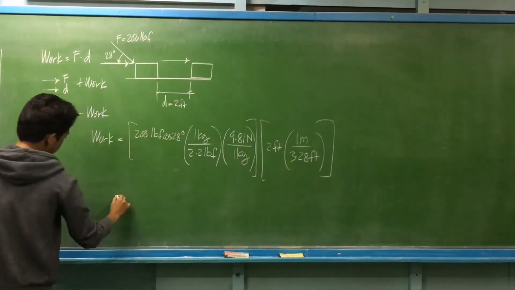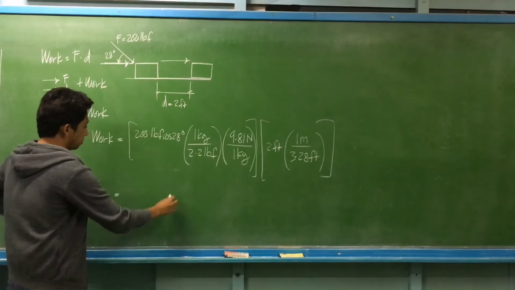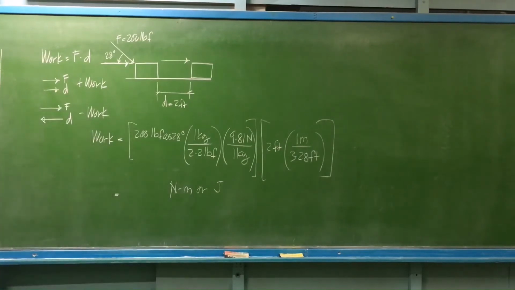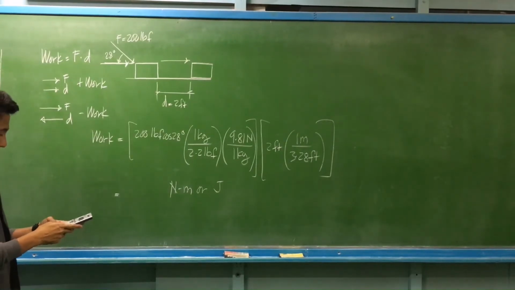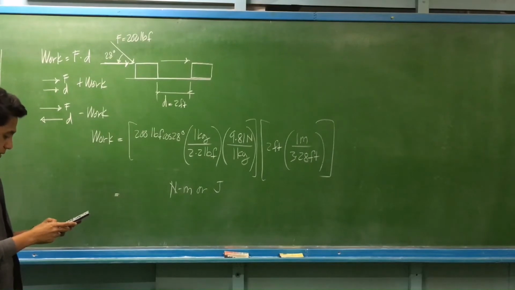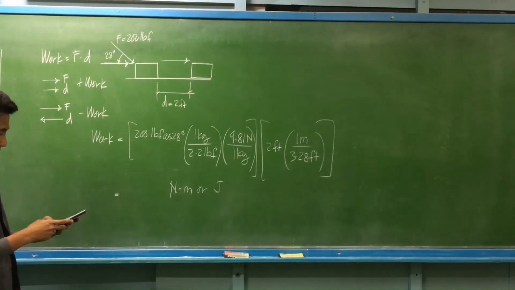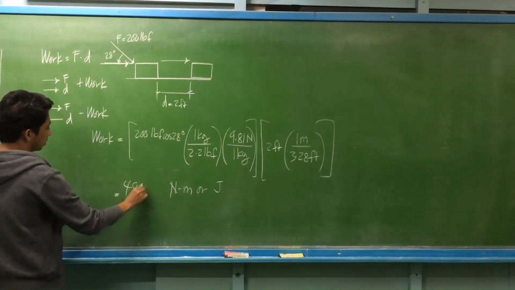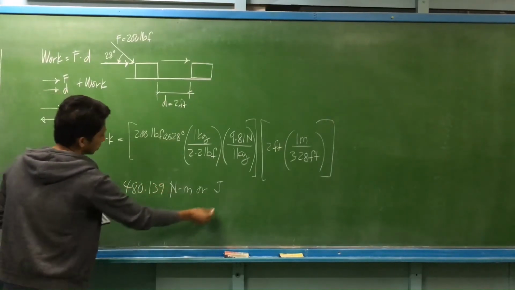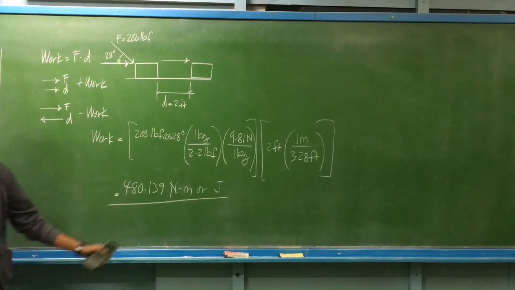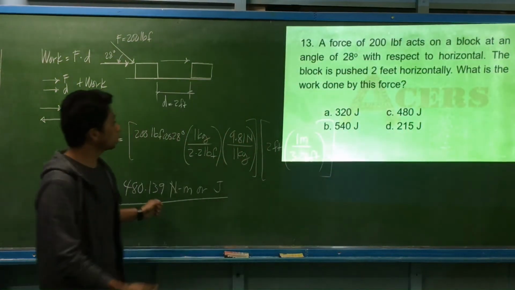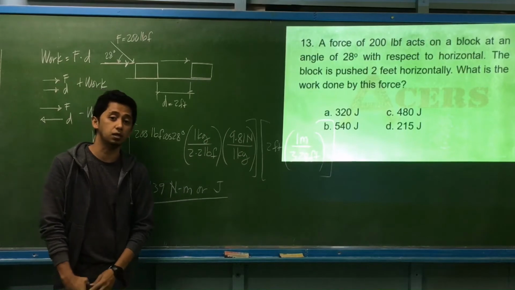Okay, so let us compute for this value. The remaining unit will be Newton meter, or the joule. This is the same as 200 cosine of 28 divided by 2.2 times 9.81 multiplied by 2 divided by 3.28. So we have that value as 480.139 Newton meter or joules. On our choices, for 480.139, we have letter C, the nearest value, 480 joules.